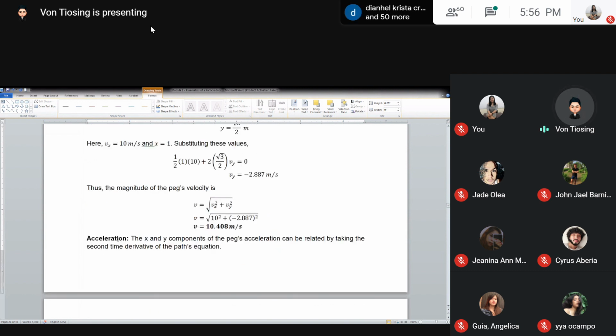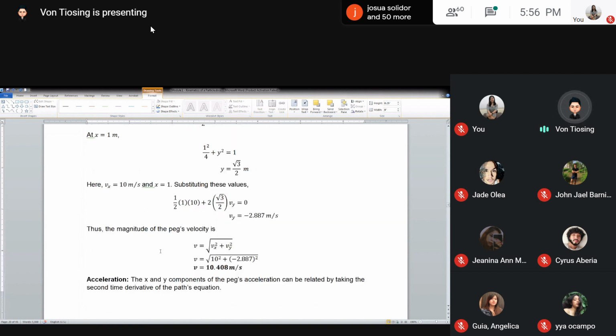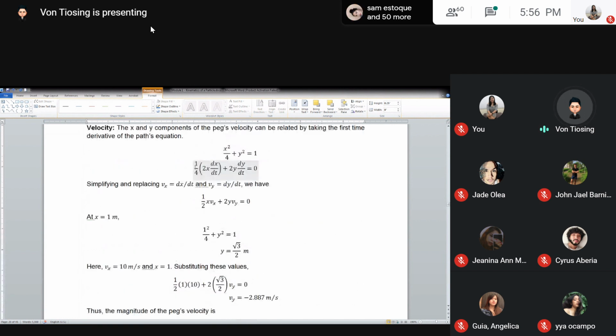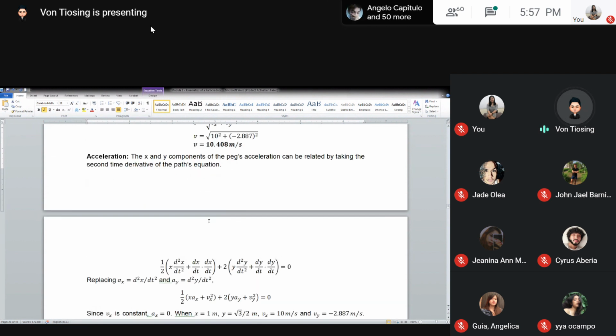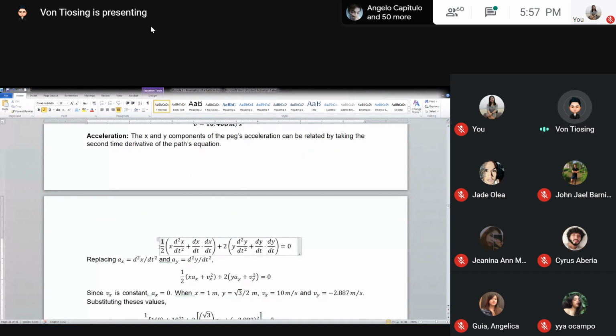Next is the acceleration. The x and y components of the peg's acceleration can be related by taking the second derivative of the path's equation. So nakuha na natin yung kanina. Ito medyo madugo ito, babalikan natin ito. Wait lang, guys. Kailangan maintindihan ninyo. I will copy this one, kung saan galing yung equation natin kanina, o yung makukuha natin na equation dito sa baba. Isisingit ko dito.